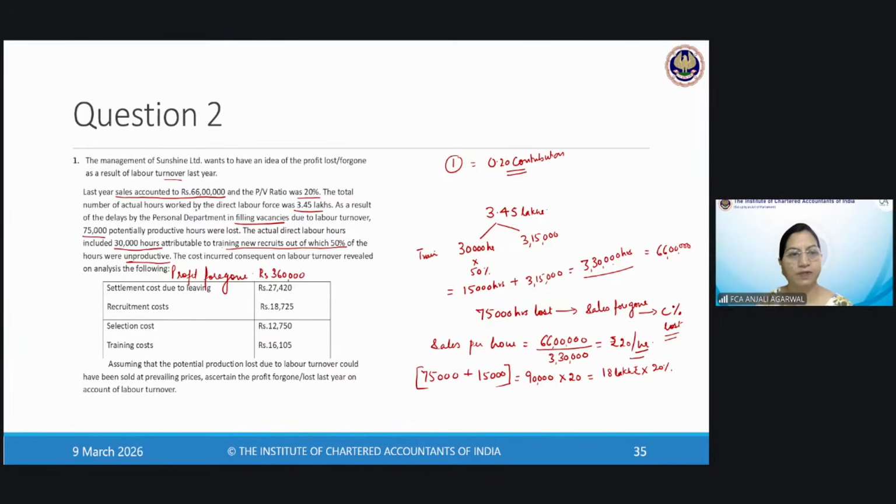Okay. Simple question. Find out the actual productive hours, find out the total sales, find out the per hour sale, and then calculate how much sales is lost by multiplying it with the productive time lost. So 75,000 lost because vacancies were not filled, and 15,000 training hours were non-productive. So total 90,000 hours were lost. So 3,60,000 rupees profit foregone, plus all these costs: settlement, recruitment, selection, training. So this is the total loss due to labor.